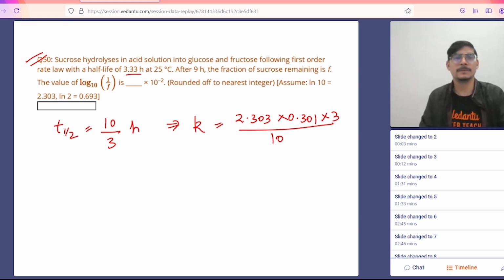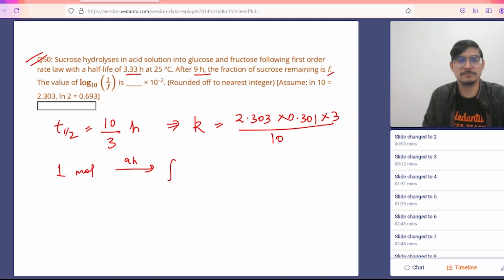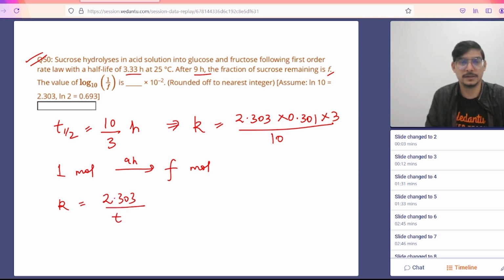This is okay. Now the question is, after 9 hours, the fraction of sucrose remaining is F. So let's say we start with 1 mole of sucrose. After 9 hours, F mole of sucrose is left. So this is fraction only, right? For example, if half mole of sucrose is left, so half is left, right? So we can do it directly using the integrated rate equation of first order reaction, which says that K is equal to 2.303 divided by time, log of initial concentration, which let's say is 1, and final concentration, which is F remaining, right, amount we are talking about.